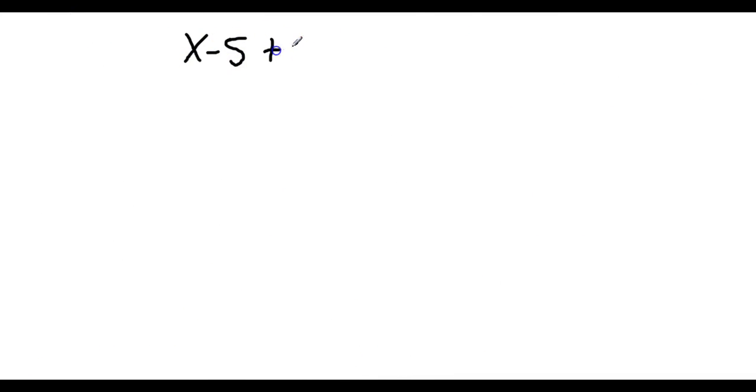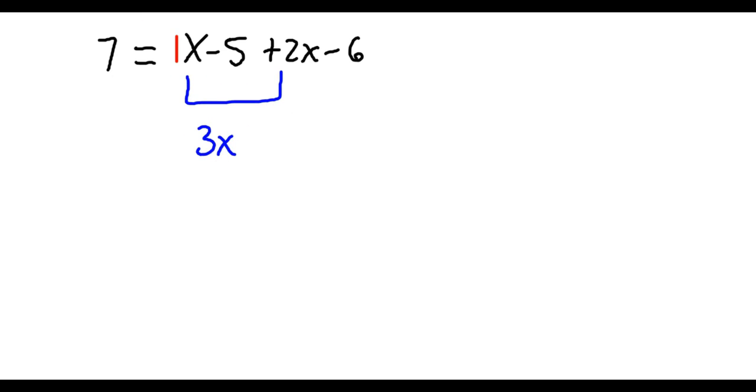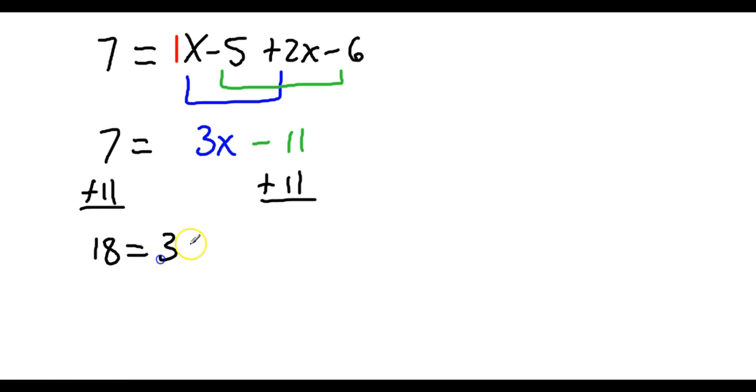x minus 5 plus 2x minus 6, was that right? 7 equals. Okay. And one small thing: go ahead and put a 1 in front of the x, because it is 1x that's there by itself, and then you can combine like terms. You can do 1x plus 2x to make that 3x. You've got the negative 5 minus 6, that would make it a negative 11. And then 7 equal to that. So once you've combined like terms on the right-hand side to get it to here, you're going to add 11. And then divide by 3.